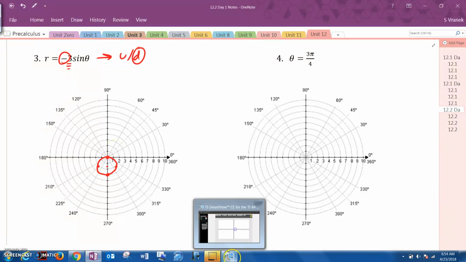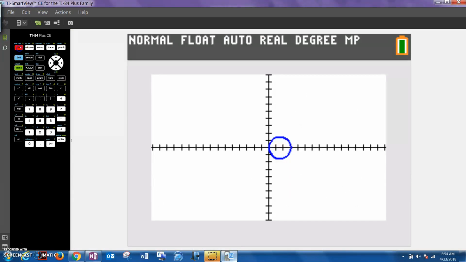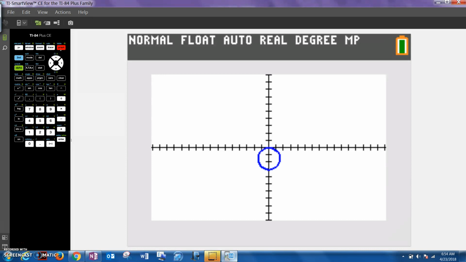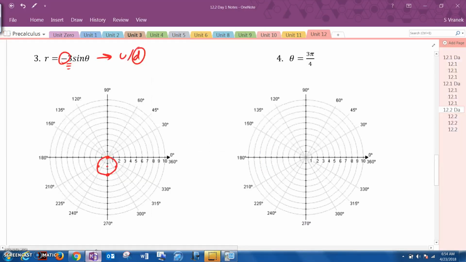If you're not sure, let's graph it. Negative 3 sine theta. Graph. And sure enough, that's where it is. So hopefully you guys see how that works. So those are circles. Now we're going to do lines.